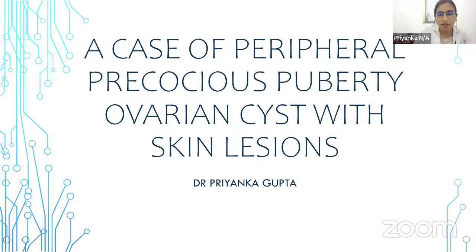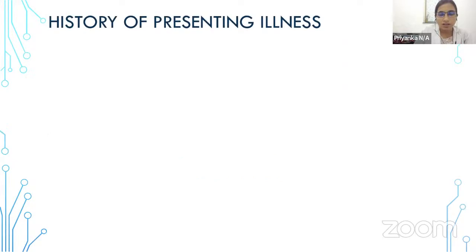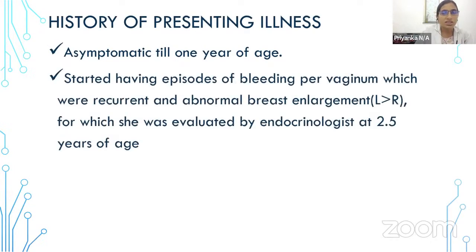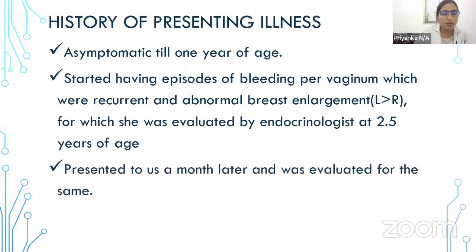Good afternoon, everyone. I'm going to present this case of peripheral precocious puberty in a girl with ovarian cysts. The history of presenting illness was, as per mother, she was asymptomatic till 1 year of age. Then she started having recurrent episodes of bleeding per vaginum and abnormal breast enlargement, left side more than right, for which she was evaluated by an endocrinologist at 2.5 years of age. She presented to us a month later and was evaluated for the same.